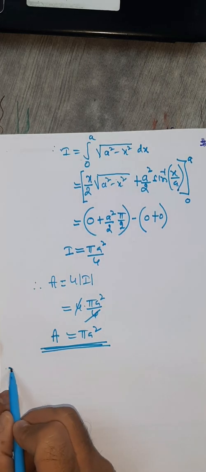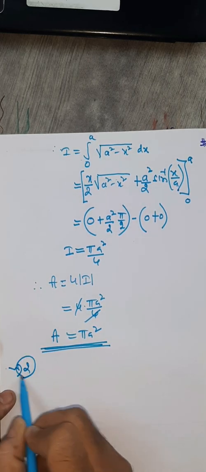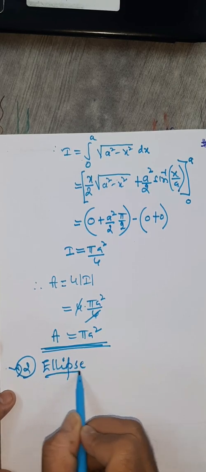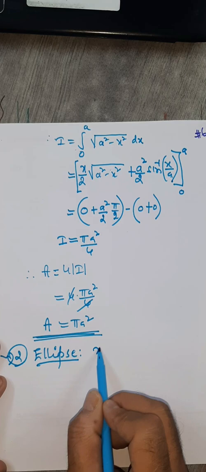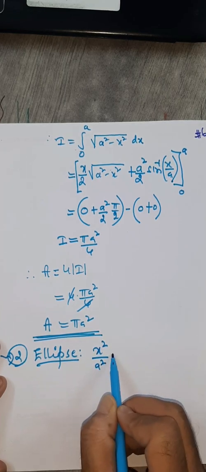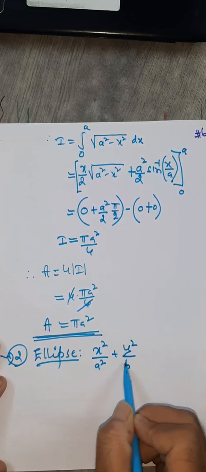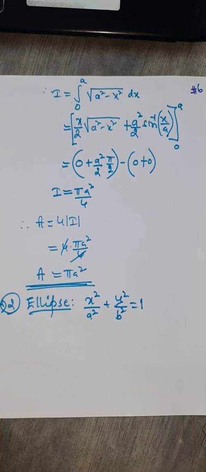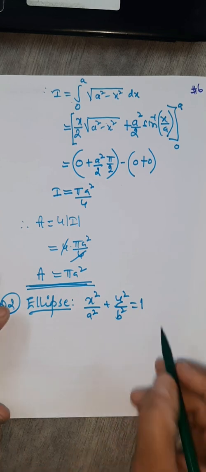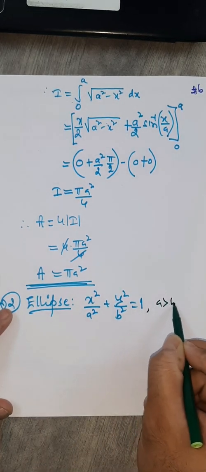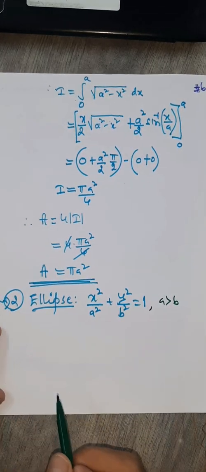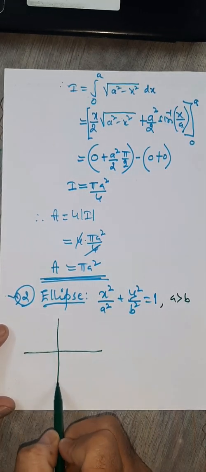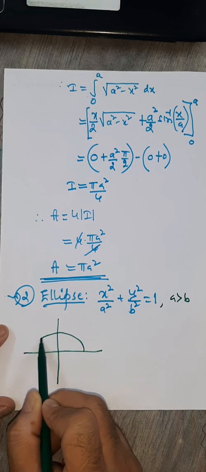Fine. One more standard curve. Let me write here ellipse. You know what's the standard equation of the ellipse? X square by a square plus y square by b square equals 1. This is a standard ellipse, oval shape, remember. We assume that here a is greater than b. It is not exactly a circle shape, but it's an oval shape like this.